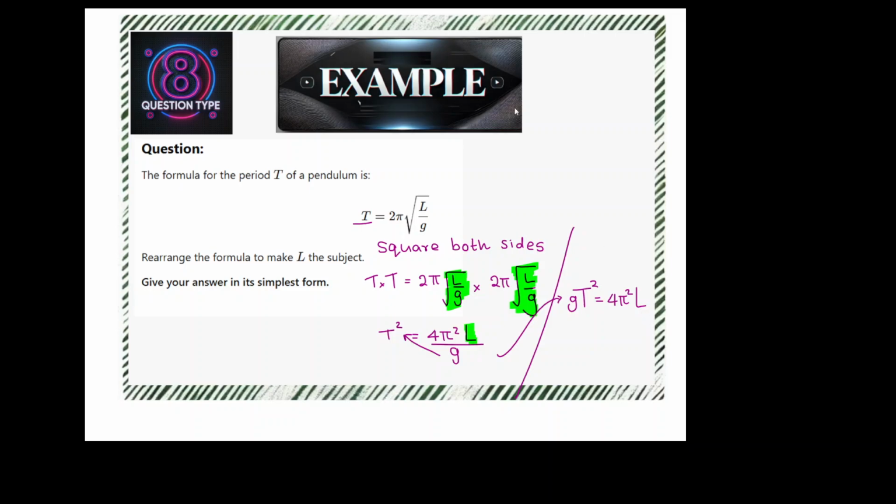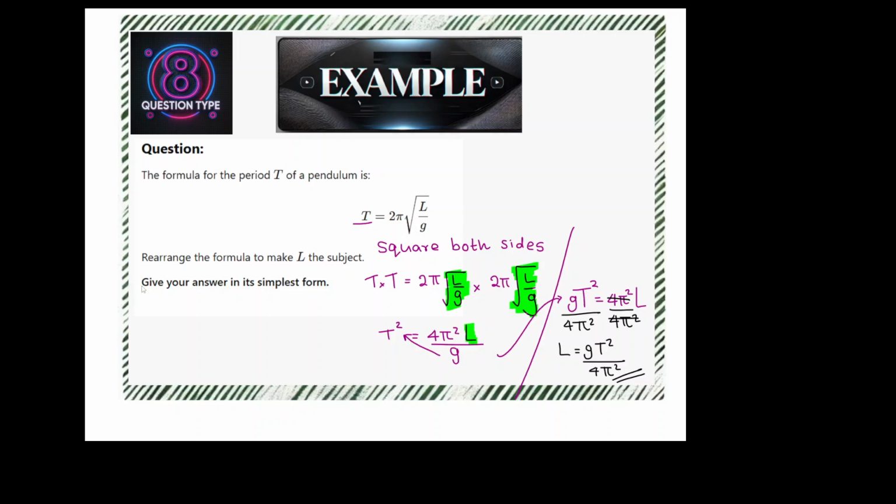Okay. Now I need to make L the subject, so I need to get rid of 4 pi squared. So obviously divide both sides by 4 pi squared. Now I can cross these two out. So I get L is equal to GT squared over 4 pi squared. Now some people like to write this as T over 2 pi everything squared, but this is good enough. So L is equal to GT squared over 4 pi squared will get you full marks in an exam.